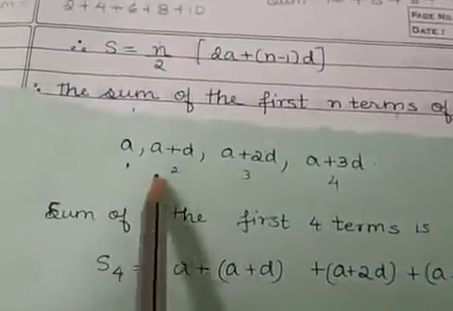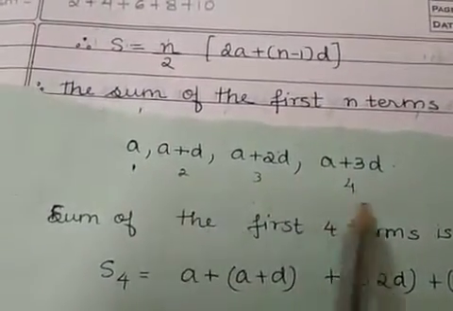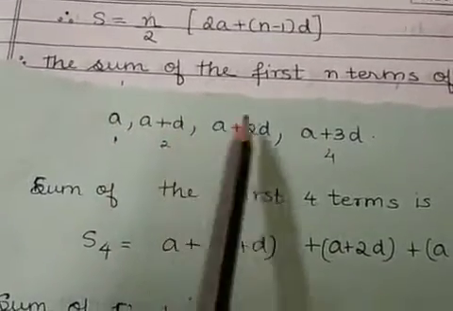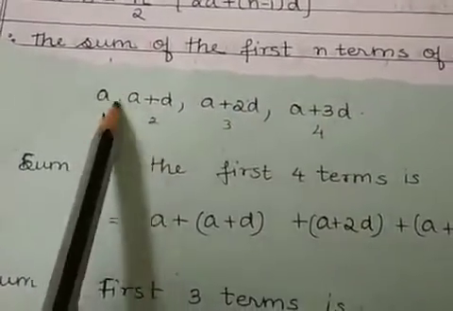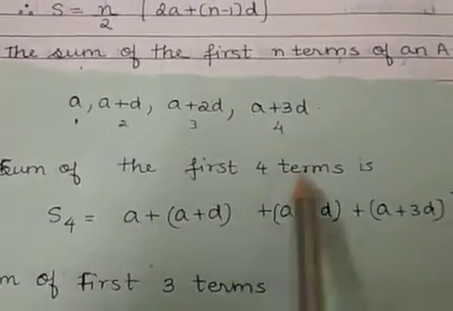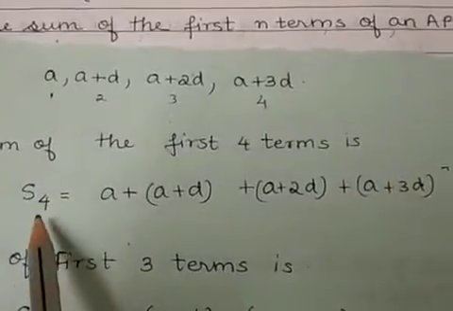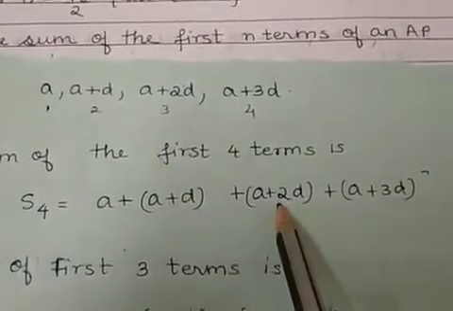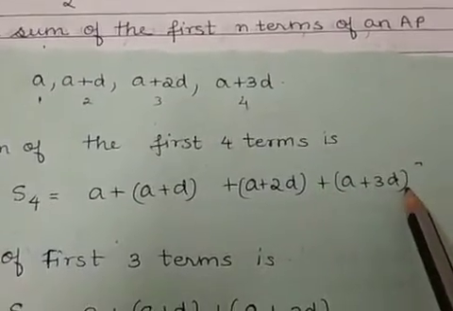Now consider this AP. How many terms does this AP have? It has 4 terms: a, a plus d, a plus 2d and a plus 3d. So 1, 2, 3, 4. There are 4 terms. Now the sum of the first 4 terms is what? S4 is equal to a plus (a plus d) plus (a plus 2d) plus (a plus 3d).